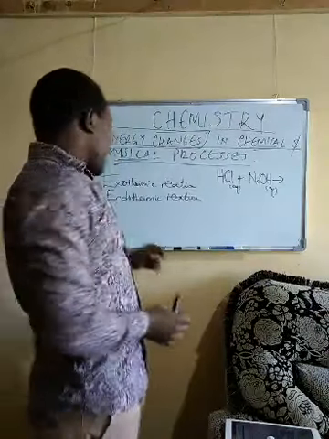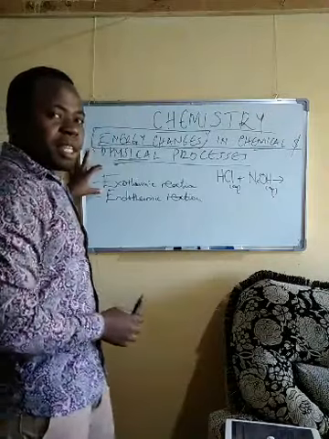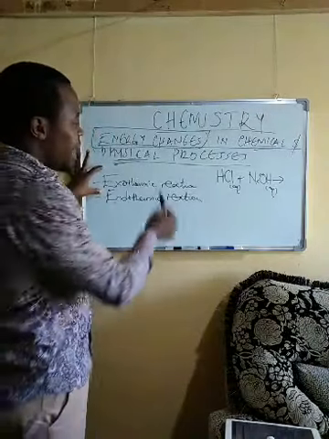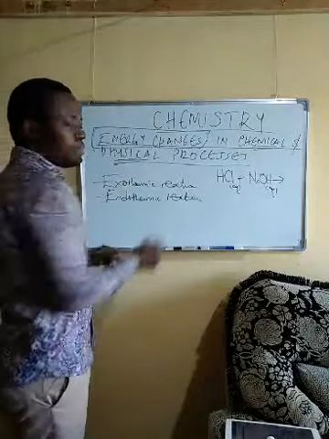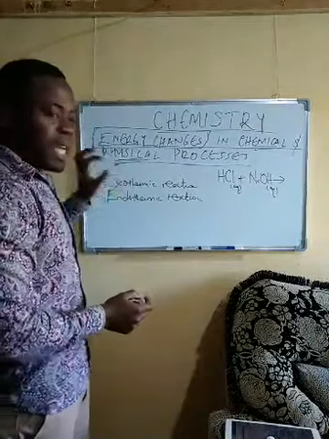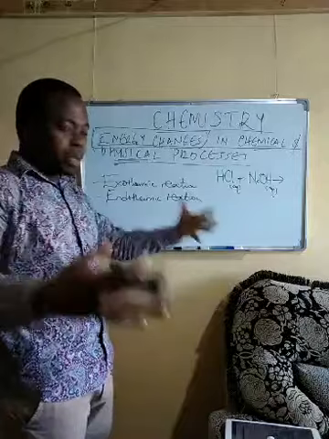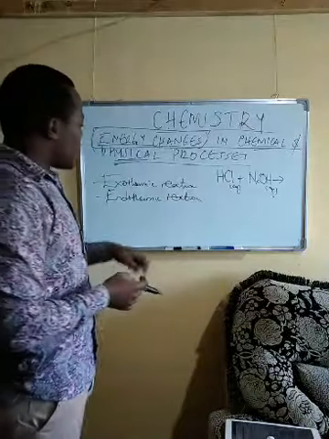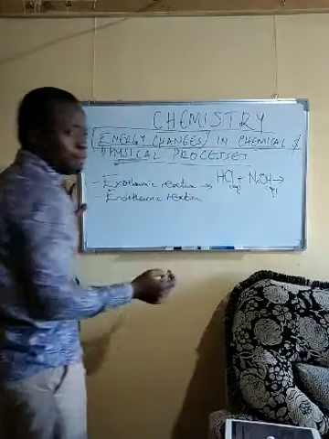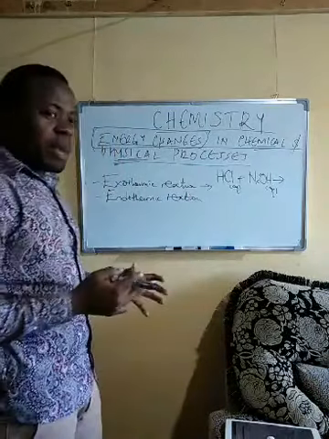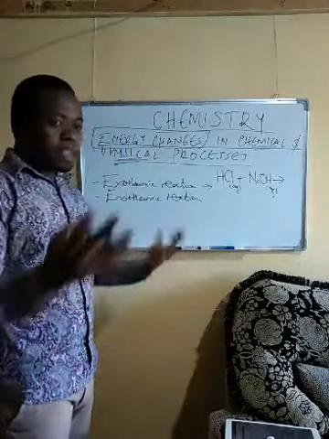An exothermic reaction is a reaction in which energy or heat is released to the environment, while an endothermic reaction is a reaction in which heat is absorbed from the environment. When heat is released to the environment, that is an exothermic reaction, the environment feels warmer.